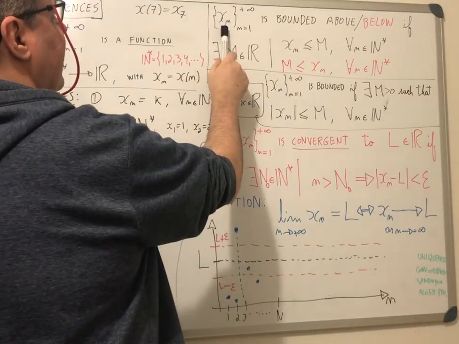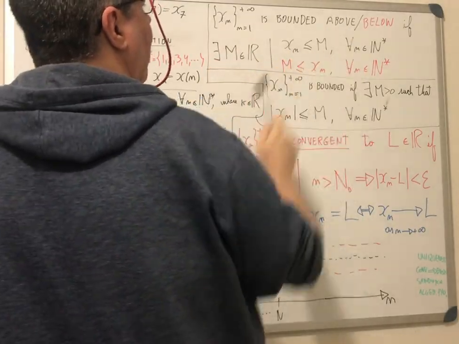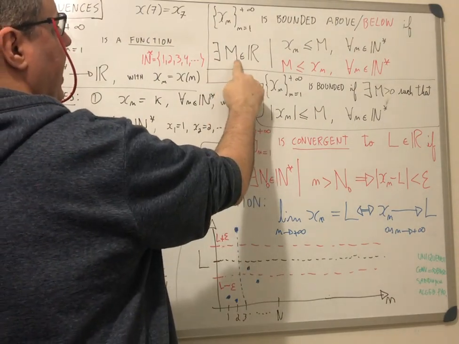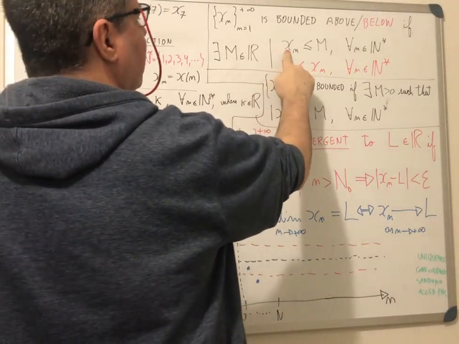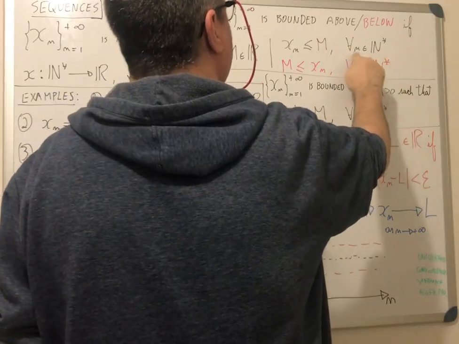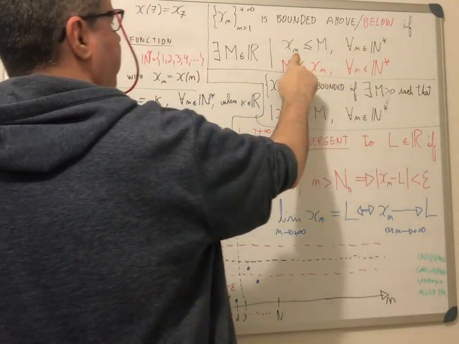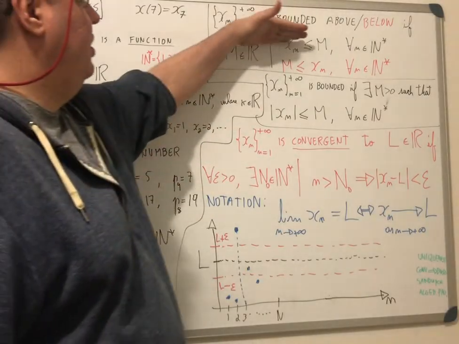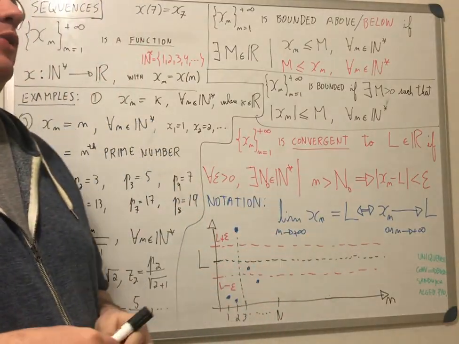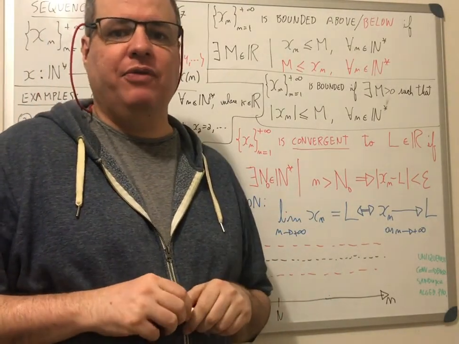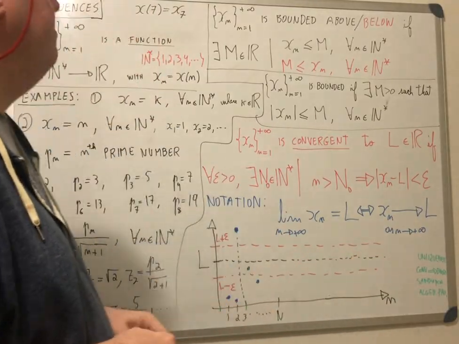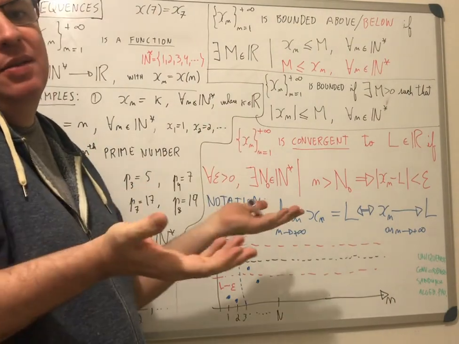So a sequence x_n from 1 to infinity is bounded above or bounded below. It's bounded above if there is a real number m so that all members of the sequence are smaller than or equal to m, for all indices n. Okay? So in this case, the sequence is bounded above by this number m. If a sequence is bounded above by 25, it's also bounded above by 35 or by 1,000,000, for instance. So this m is not unique.